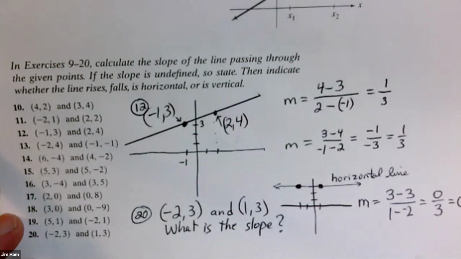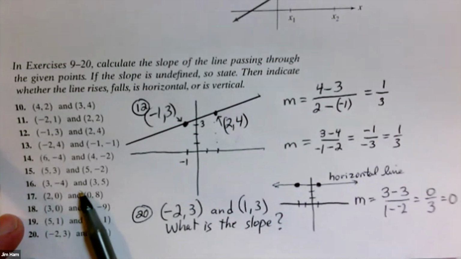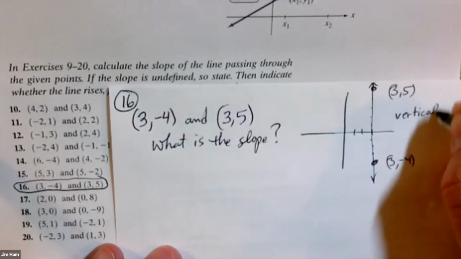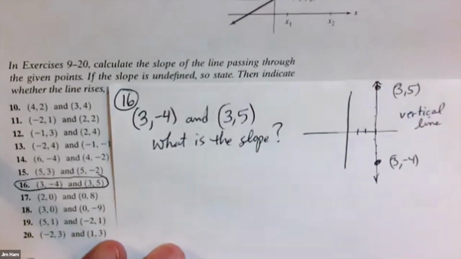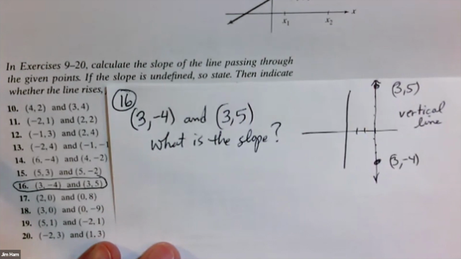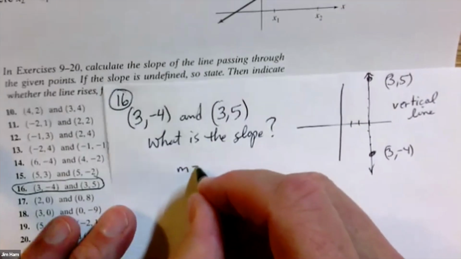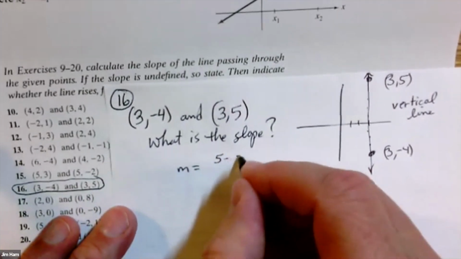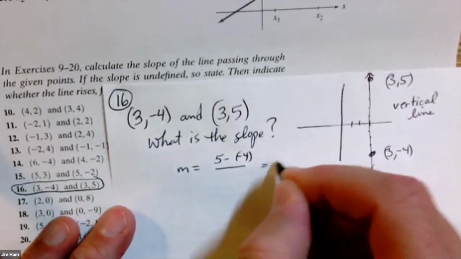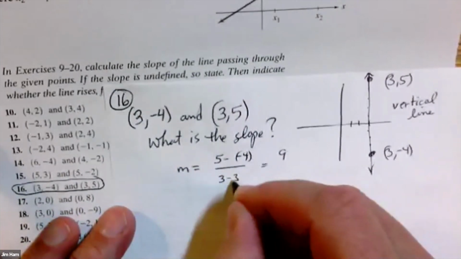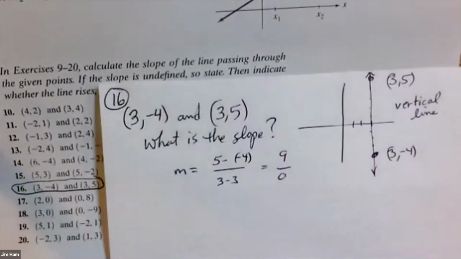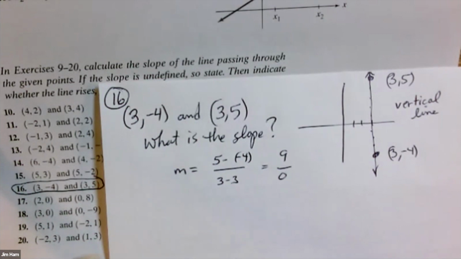All right, let's try a similar one. How about number 16? Now this one gives us a vertical line. We can see that when you just plot the 2 points and connect them together. Might not look vertical here, but straight up and down. All right, so now we're going to take 5 minus -4, and that's going to give us 9. But in the bottom, we get 3 minus 3, which is 0. Okay, so we can't divide by 0.